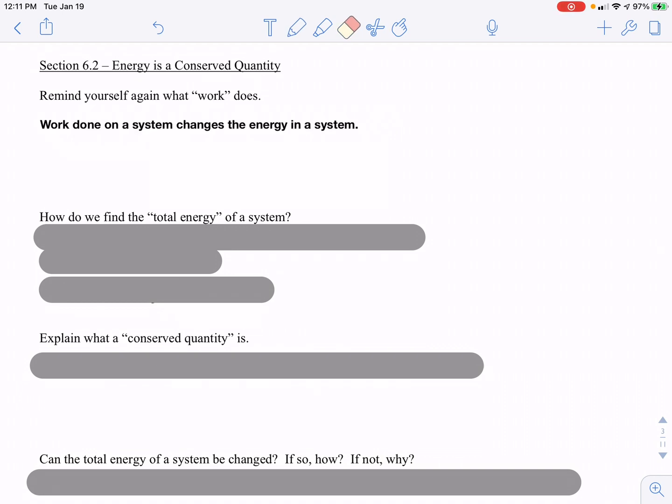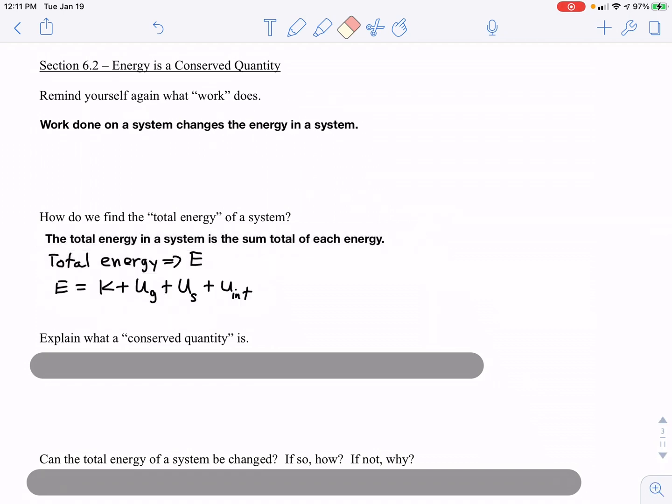Work is the change in energy in a system. We can find the total energy by simply summing up each energy. The variable for total energy is the capital letter E. Now, there are 4 possible energies we could relate to. K stands for kinetic energy. U sub G stands for gravitational potential energy. U sub S stands for elastic or spring potential energy. And U sub INT stands for internal energy.